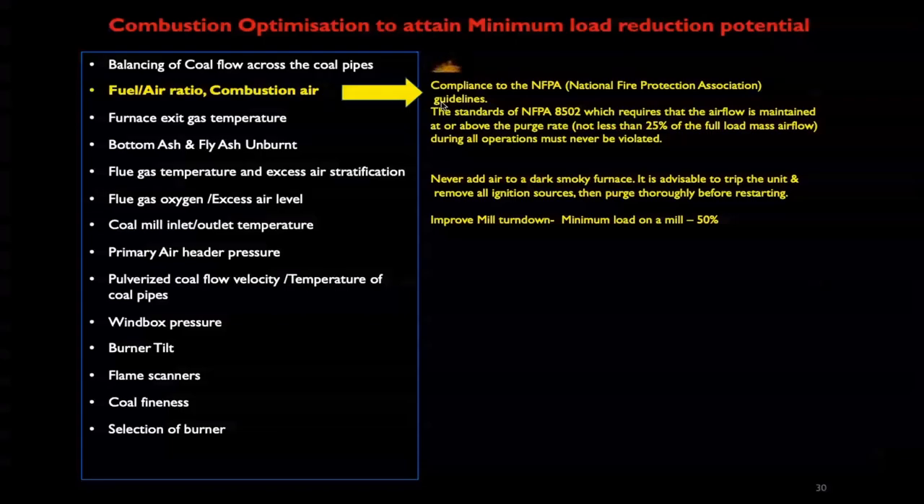So we recommend that you do not load the machine below 50%. 40% you can do it, but again, till what level it'll go, we don't know. So when you need to deload your mills, reduce the loading on the mills, go down till 50%. And if any mill is required to go below 50%, take out one mill. We'll see the flame improving, and there's a lot of improvement in the combustion.